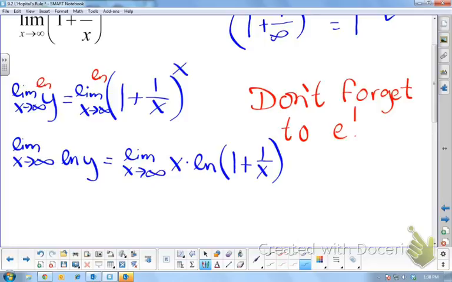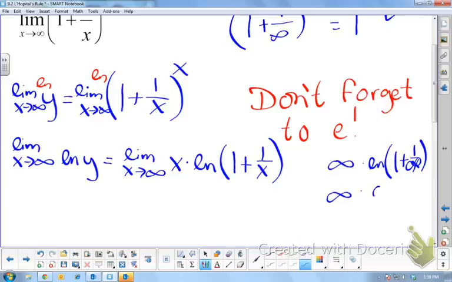So the left side, we're not going to do anything else with it until we're at the very end. So for now, we can ignore the left side. The right side, now I have a multiply. So if I plug in infinity now, I have infinity times ln of 1 plus 1 over x. What did we say? 1 over infinity is 0. 1 plus 0 is 1. So what's ln of 1?